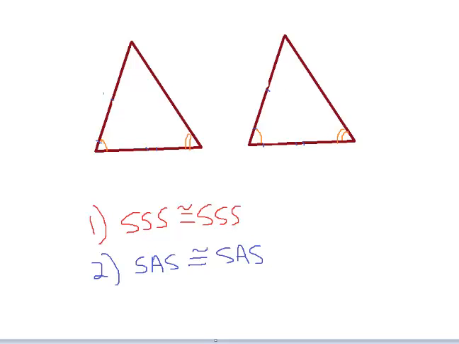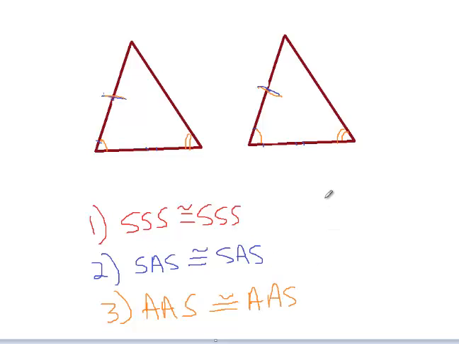But if they are in proportion and you have at least one side that's congruent, for example, this side is congruent to this side, plus the angles, that is enough to get you congruency. So if this side is equal to that side and you have two angles, I am going to call this AAS is congruent to AAS. Two angles and one side.